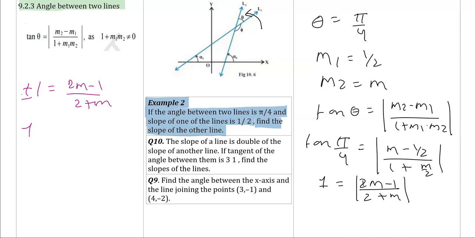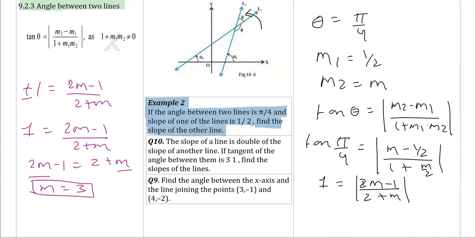Now taking the positive value, it is 2m minus 1 over 2 plus m. So by cross multiplication, we'll get 2m minus 1 is equal to 2 plus m. So 2m minus m is m, and this is plus 3. So we got m as 3.